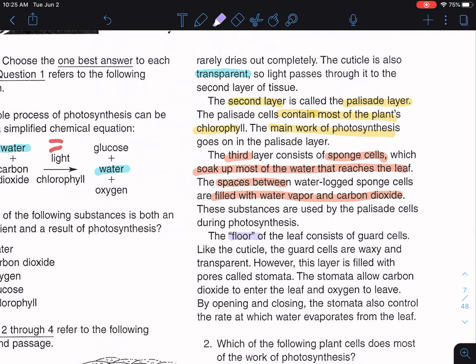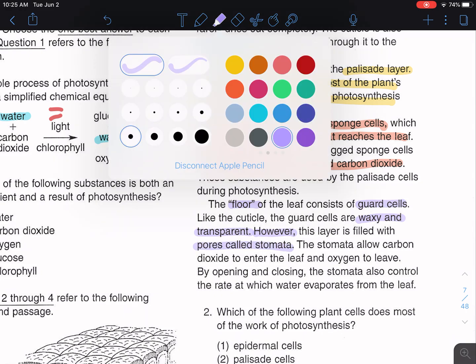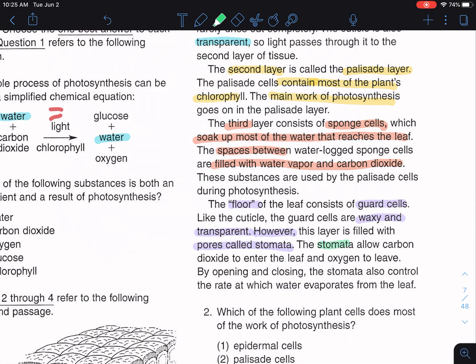The floor of the leaves consists of guard cells. Like the cuticle, guard cells are waxy and transparent. However, there's a difference here: this layer is filled with pores called stomata. Okay, so something different. Stomata allow carbon dioxide to enter the leaf and oxygen to leave. By opening and closing, the stomata also control the rate at which water evaporates from the leaf. Okay?